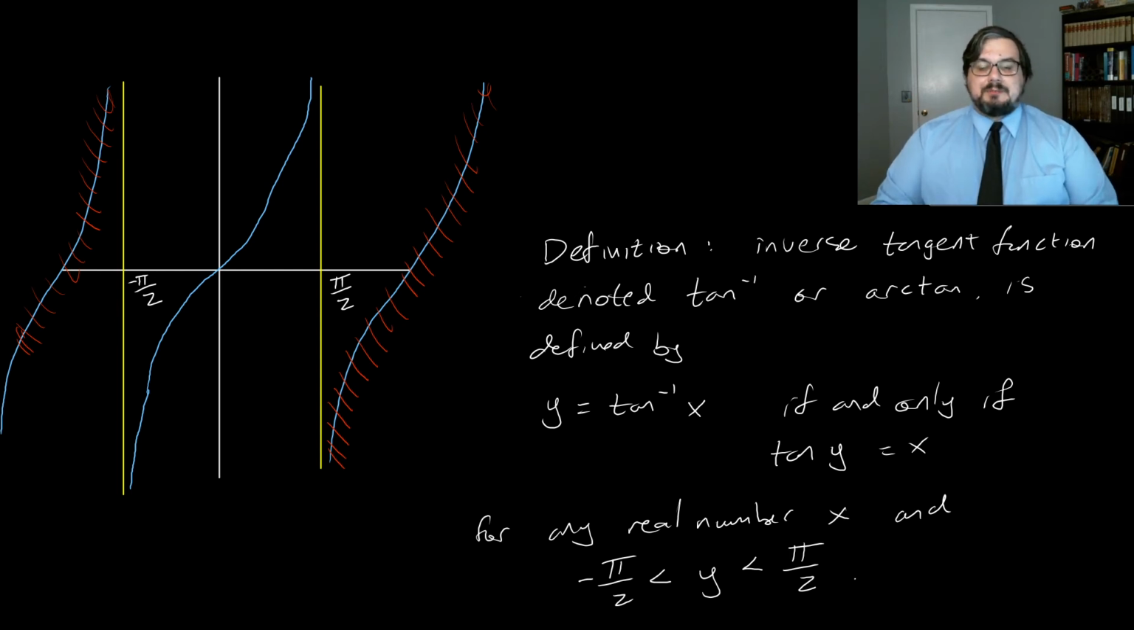Notice one big difference between inverse tangent and the other functions is that we can actually plug any number into inverse tangent. And that's because the range of tangent is all real numbers, therefore the domain of inverse tangent is also all real numbers.